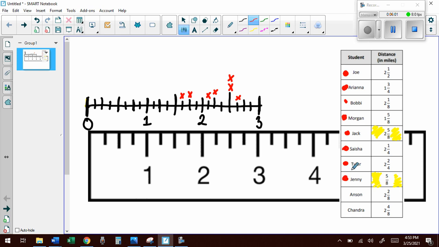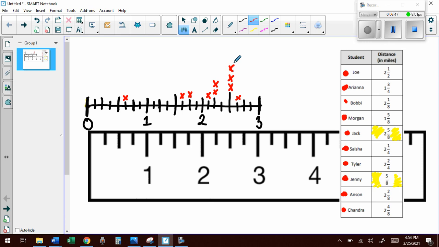Jenny with 5/8, 0, 1/8, 2/8, 3/8, 4/8, 5/8. And Anson with 2 and 2/8, 2 and 1/8, 2/8. And Chandra with 2 and 4/8, 2 and 1/8, 2/8, 3/8, 4/8. So there we have plotted all of our data. So we've used the data in that table to the right to make a line plot.